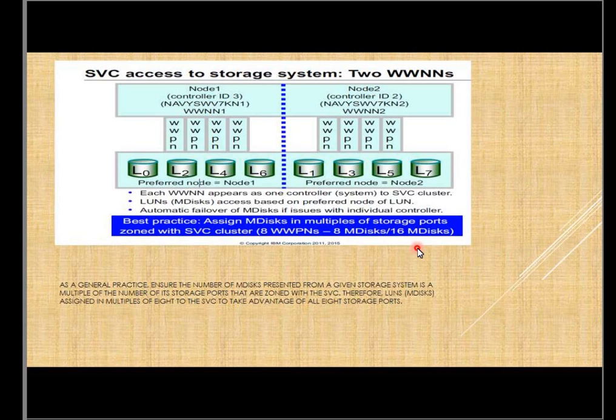Basically, when you create MDisks, Could you please repeat this? There is a request. Could you please repeat the path management for the individual nodes and the corresponding set of volumes? Volumes.